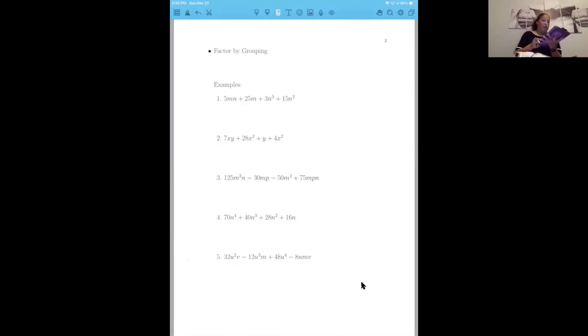So let's take a look at the first 2. The first 2 just has 2 variables, so we really don't have to worry about what order we group them. So I'm just going to group the first 2 together and the second 2 together. So if I group the first 2 terms together, I want to figure out what they have in common. And what they have in common is a 5m. When I factor out 5m from the first term, what I have left is an n. And from the second term, if I factor out a 5m, I have a 5, right? So if I distributed this 5m to n plus 5, I would get these 2 terms back.